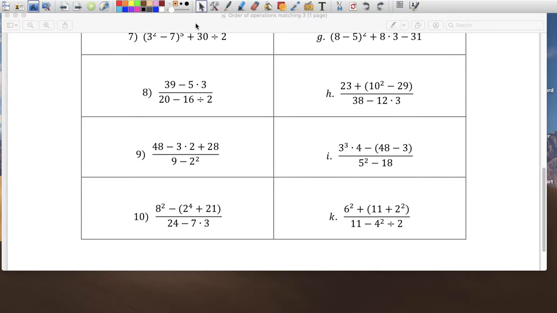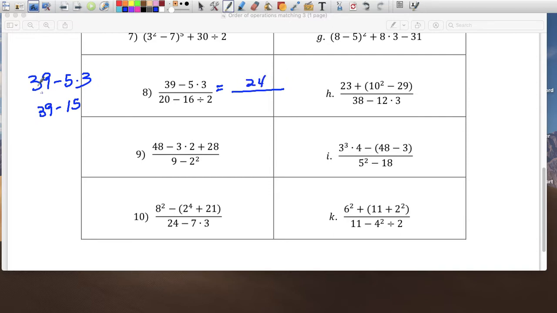Let's take a look at the first one here. On the first one, I want to do the top, right? I'm going to treat this as two different expressions. On the top is 39 minus 5 times 3. Well, let me just write that on the side. We know that multiplication will come first, so 5 times 3 is 15. And then 35 minus 15 is going to be 24.